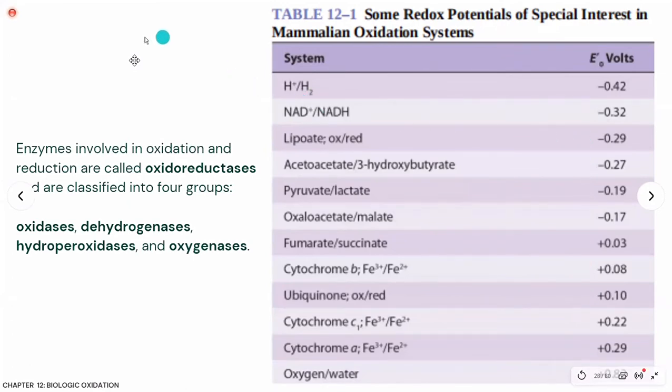Now, responsible for oxidation reduction reactions are your class 1 enzymes, which you call your oxidoreductases. There are 4 oxidoreductases. We have oxidases, dehydrogenases, hydroperoxidases, and oxygenases. So there are only 4. So class 1 oxidoreductases is composed of 4: oxidases, dehydrogenases, hydroperoxidases, and oxygenases.